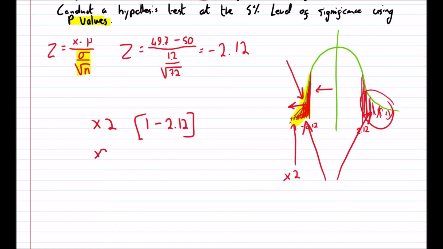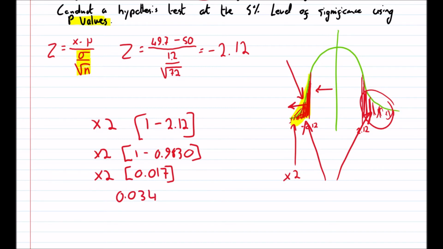Okay, so that's 1 minus 0.9830. Okay, and we have to read that from my logbooks. So that will get us 0.017. I'll have to multiply that by 2, and that will give us 0.034.